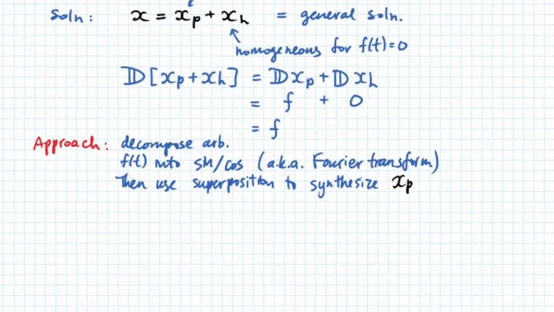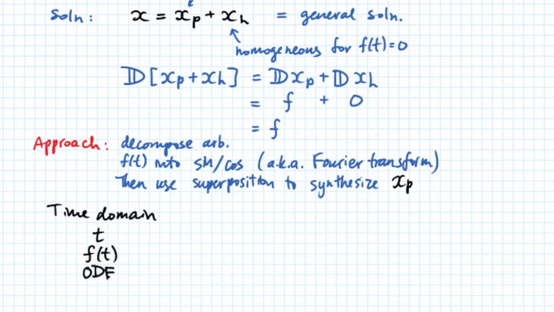This is a general approach to solving non-homogeneous equations using Fourier transform. We can illustrate it as follows. Dynamic variables we can write in time domain, where we have independent variable time, where we have specific driving force as a function of time, and the equation of motion is an ordinary differential equation, which is hard to solve for arbitrary f of t.